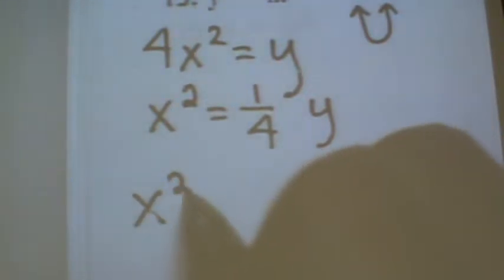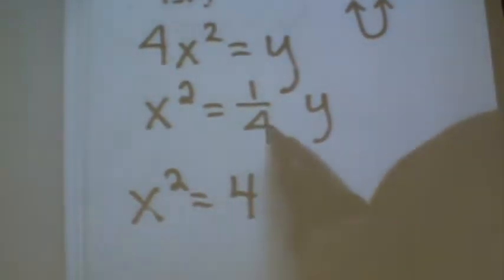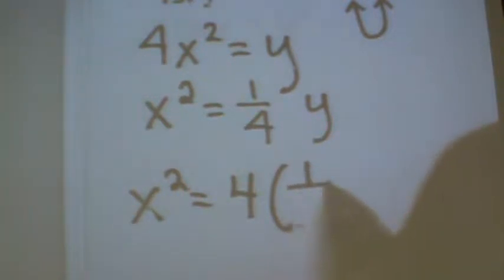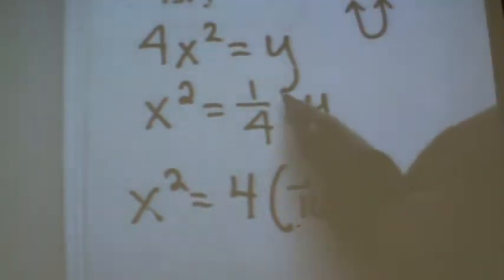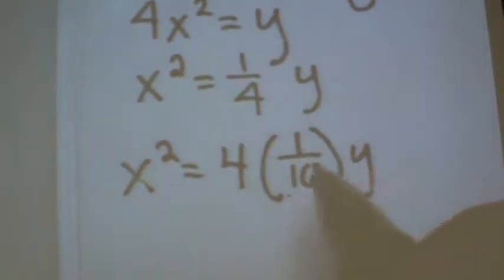It's x squared. Now, you need to force the factorization of a 4. I need a 4 sitting out here. So 4 times what will give us 1/4? 1/16. Yeah. So what you're gonna do is you're gonna take this number and either divide by 4 or multiply by 1/4. Does everyone understand that?